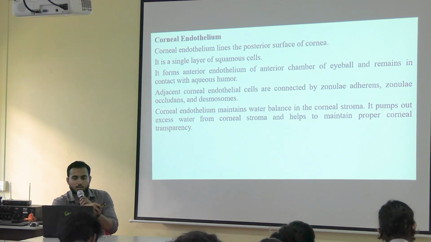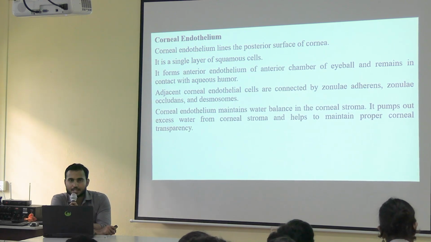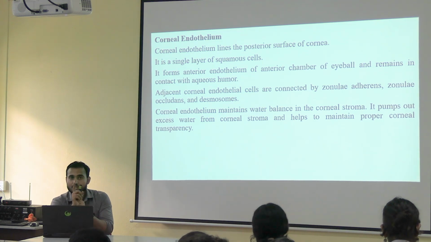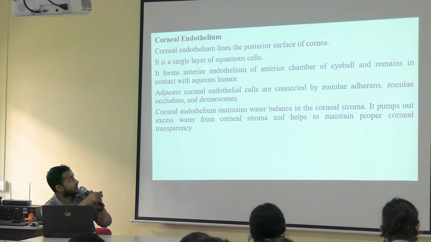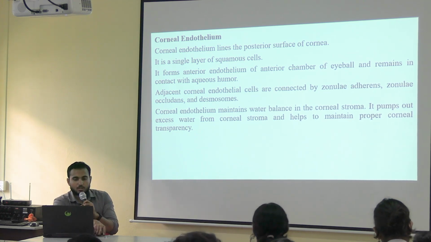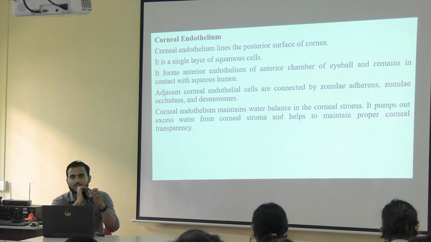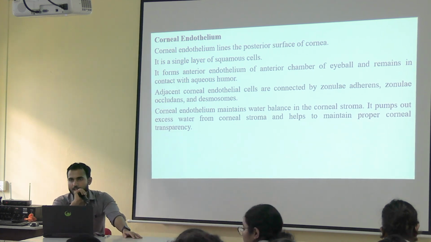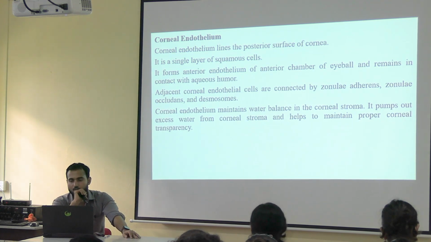So the corneal endothelium, okay, lies on the posterior of the cornea. Single layer of squamous cells are there. As you can see, single layer of squamous cells. Okay. Now, what do you think? What will be the function of the corneal endothelium? What could be the function of the corneal endothelium?